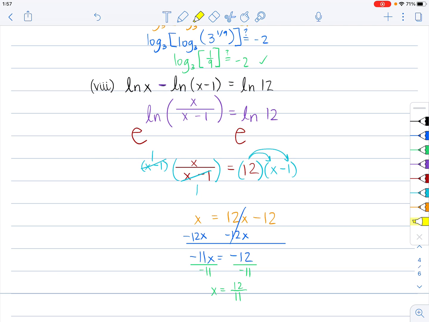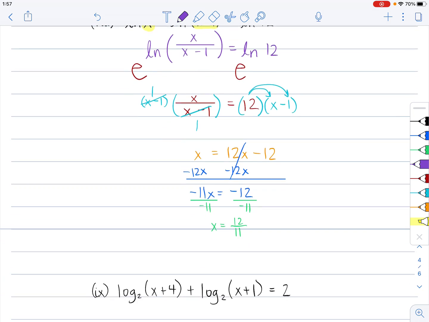So 12 elevenths in place of x is positive and not 0. What about 12 elevenths minus 1? 12 elevenths minus 1 is 12 elevenths minus 11 elevenths, which is 1 eleventh. It's not 0 or negative, which is why we get to keep this guy, and we get solution set 12 elevenths.